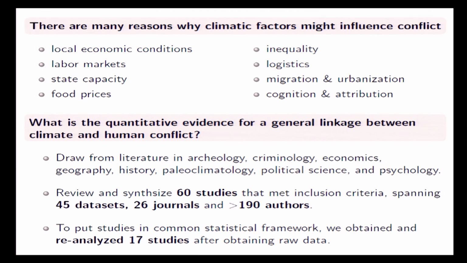And to do this, my colleagues and I went into the literature and pulled from archaeology, criminology, economics, political science, and we came up with a very rigorous quantitative standard of how studies had to be conducted. We were able to recover 60 studies that met this standard. They were coming from all these different fields, and they represent the collective work of almost 200 authors from around the world. And in a few cases, the studies were not quite up to the statistical standards that we had imposed for ourselves. So we contacted the authors of the original study, got the data, and reran their analysis, using these more modern techniques.